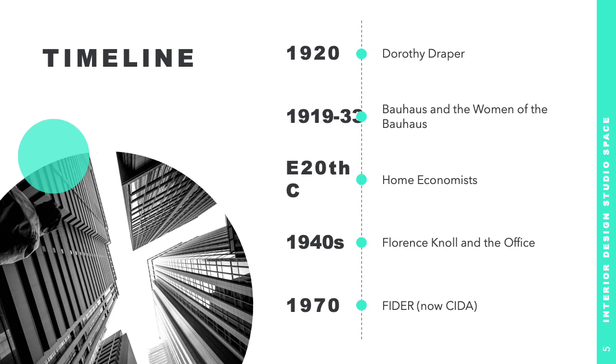So just to look at a very simple timeline, in the early 1920s, we had three different things happening concurrently. One was the rise of the interior decorator, as exemplified by Dorothy Draper. Another is the Bauhaus, which was taking place in Dessau, Germany, and the role of women within the Bauhaus. And finally, the third, happening almost concurrently, was the rise of home economics programs. So we start to see tensions between decoration, modernism, and the science of home economics.